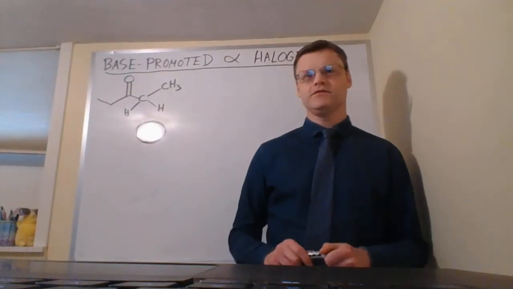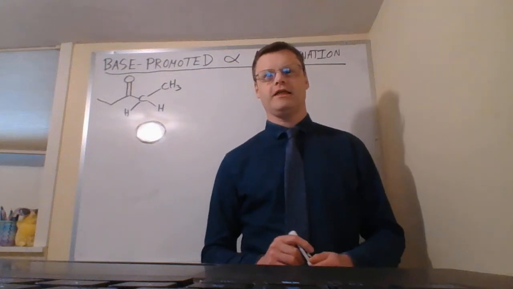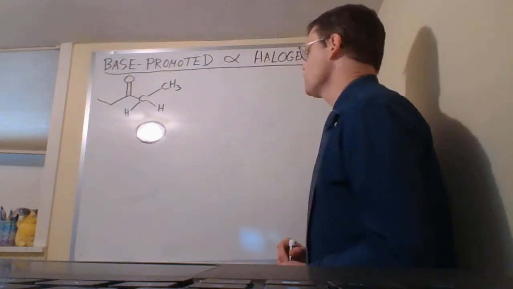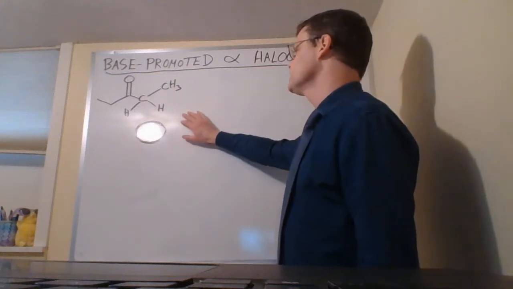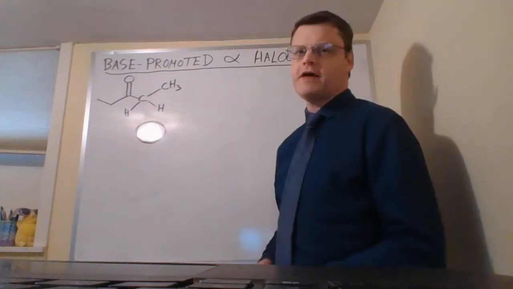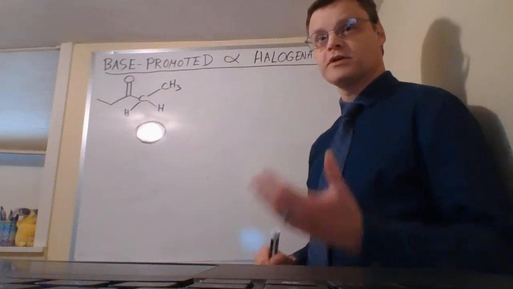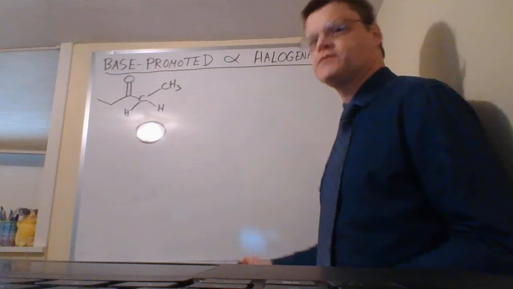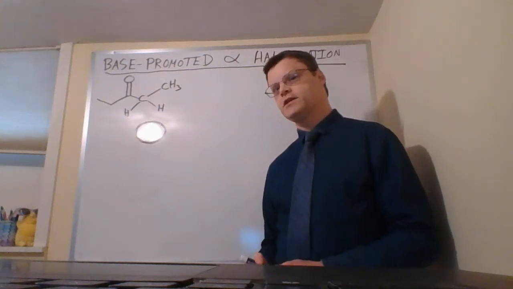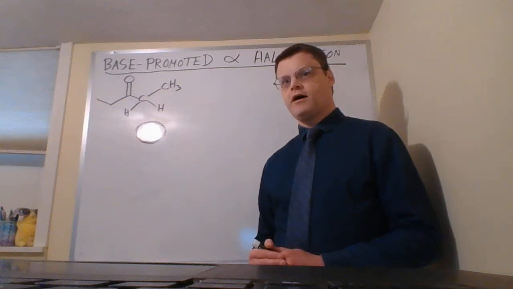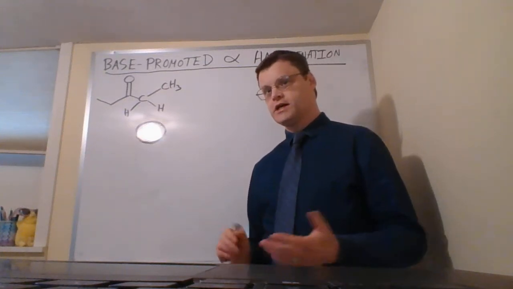Welcome back. In this video, we're going to look at base-promoted alpha halogenation. So in this reaction and mechanism, we're going to have a reaction happen at the alpha carbon again, but we're going to change our electrophile. In the previous video, our electrophile was an alkyl halide. In this video, it's going to be a halogen, so I2 or Br2 or Cl2.